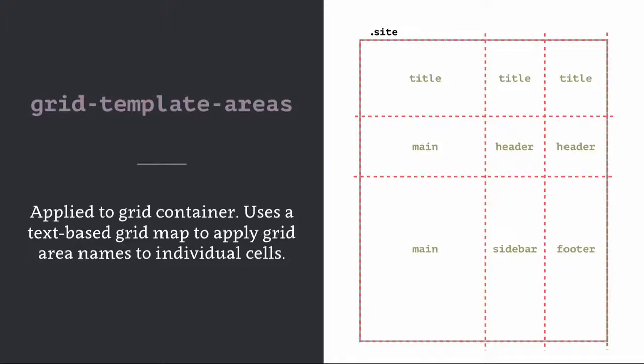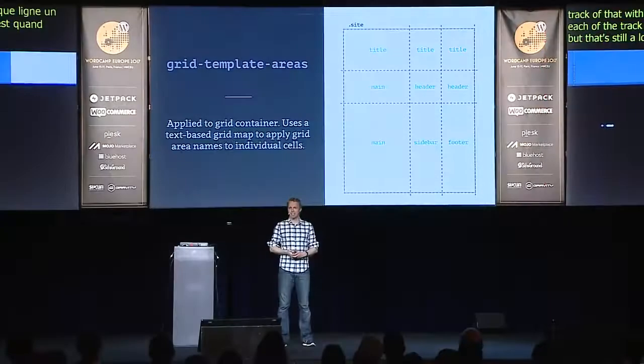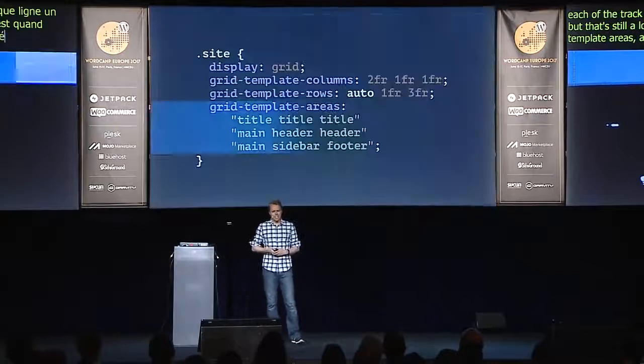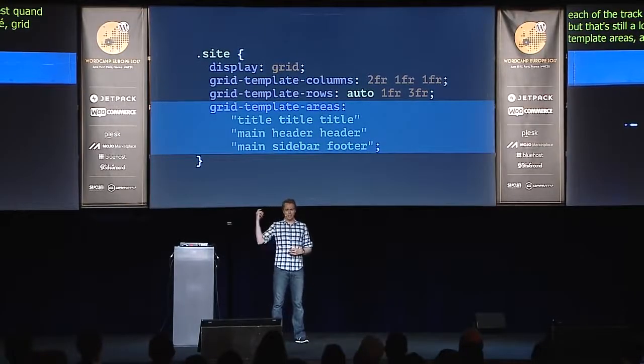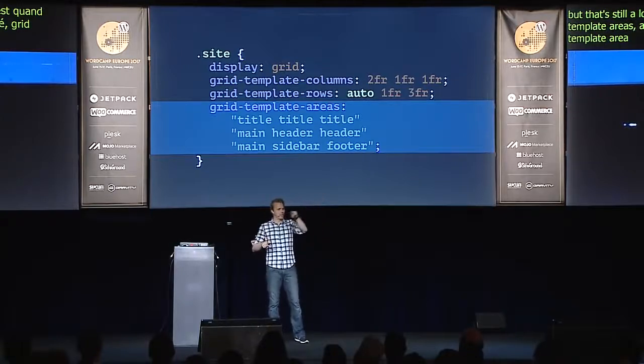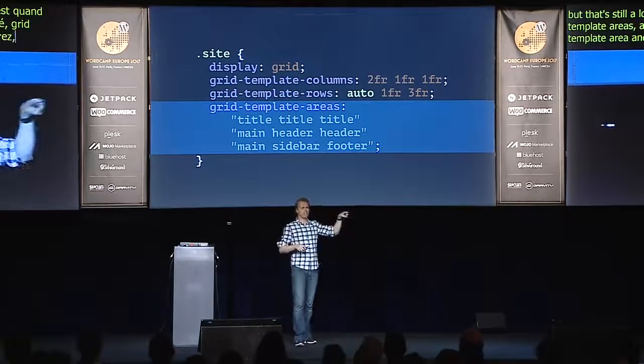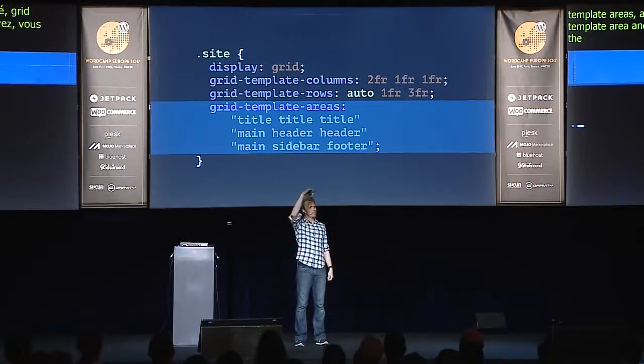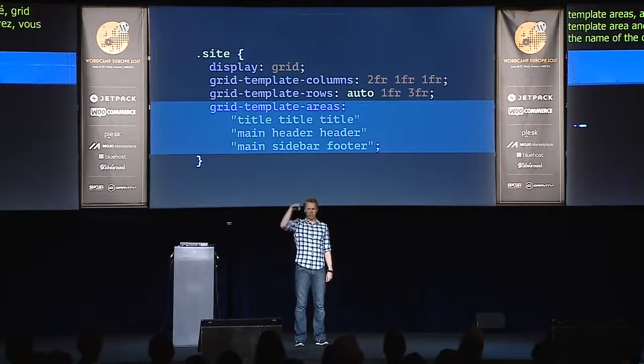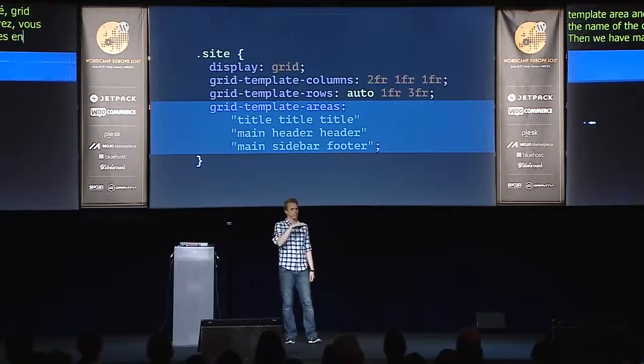So we have this new property called grid template areas. And grid template areas is nuts. It's almost like ASCII. You declare grid template area, and then you write out each of the cells in your grid, and you say, what is the name of this cell? So for instance, here, I have the 3 cells at the top are title, title, title. And then we have main, header, header, and main, sidebar, footer.